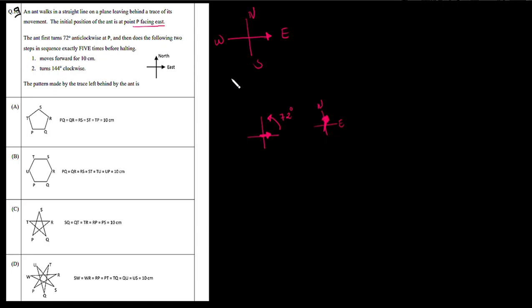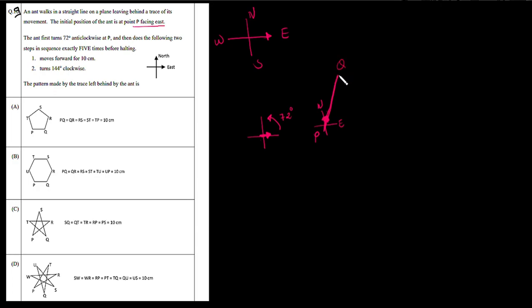Now they are saying the ant has to do these two operations exactly 5 times. Operation 1 says the ant has to move forward a distance of 10 centimeters. Here, at this point, the ant has to move 10 centimeters in the forward direction. The forward direction for the ant at position P, after taking the 72-degree turn anti-clockwise, will be in this direction. So this is our initial point P, and let's call this point Q.